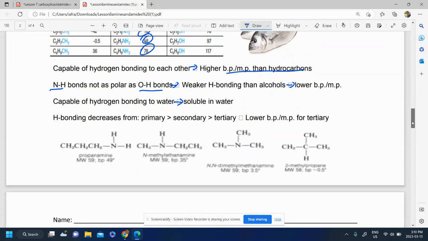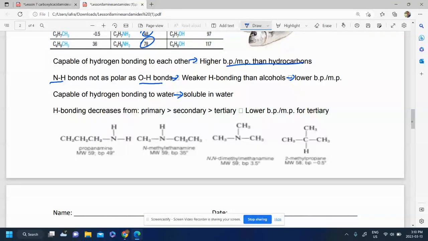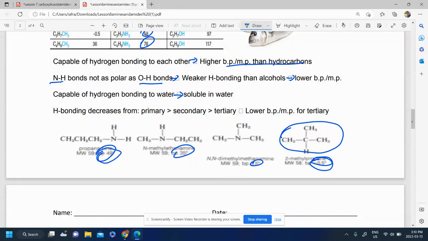And it makes sense. If you look at the data here, take a look. Boiling point, 35, 49, 3.5, negative 0.5. If you look at the amines themselves, this first one is not an amine, this is simply a hydrocarbon with a hydrogen. This has a very low boiling point. As soon as you get an amine, you have a much higher boiling point, 49, and that's because of this hydrogen bonding that's possible. But now if you replace the H by a carbon chain, you have less hydrogen bonding, and that makes sense. You can see that in your boiling point, it's much lower.